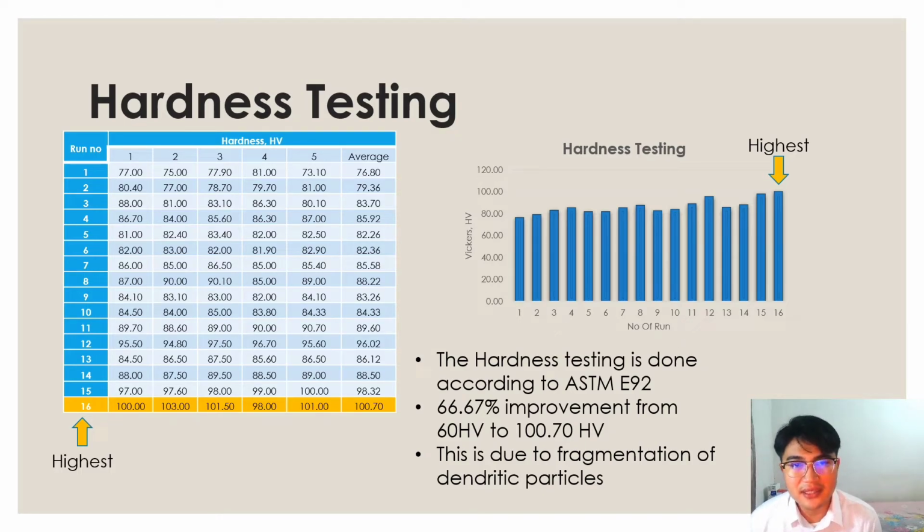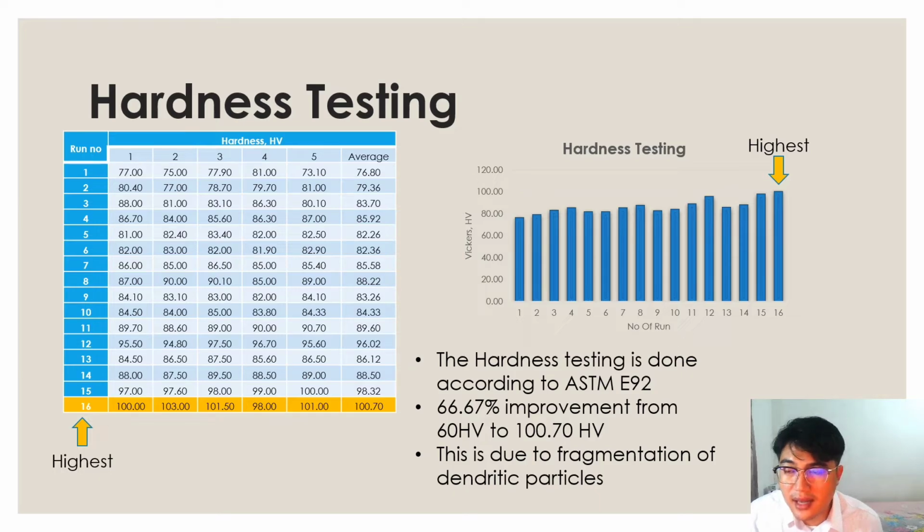The fragmentation of dendritic arms shows that rosette primary particles were formed in the microstructure, thus it has less porosity or cavity, and the spaces among the particles are quite small, so they are closely bonded to each other, thus the hardness value increases.